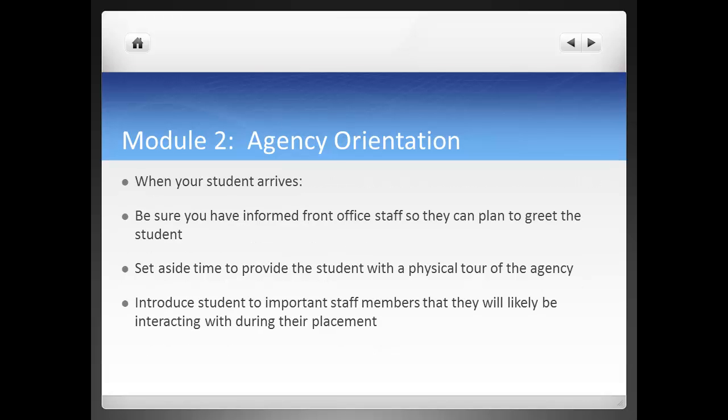When the student arrives, you want to be sure that you have informed your front office staff so that they can plan to greet this student. Also, setting aside time to provide the student with a physical tour of the agency on that first day is also very helpful. And finally, introducing students to important staff members that they'll likely be interacting with during their placement is also a way to get this placement off to a good start.